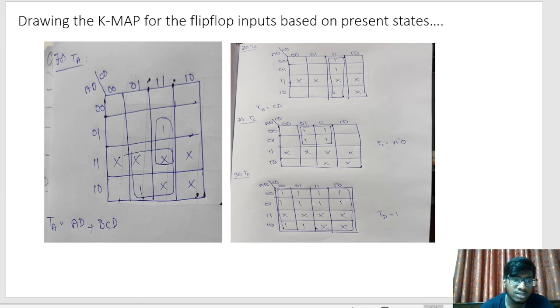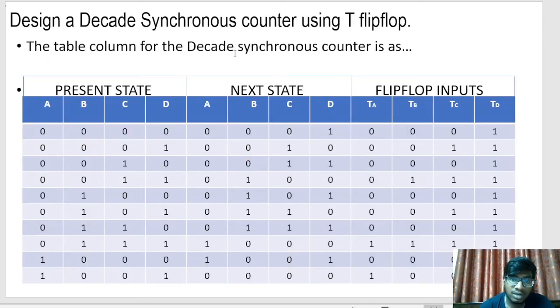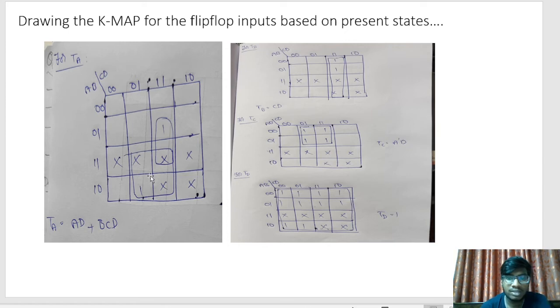The don't care condition we are considering because the decade synchronous counter counts only from 0 to 9. But the ninth value consists of 4 variables, that is 1, 0, 0, 1. For considering 9, 4 variables are very necessary, and 9 can be represented in 4 variables in binary form. So the remaining values 10, 11, 12, 13, 14, and 15 are not used here. So the unused combinations are taken as don't care in this K-map diagram. In the K-map you can see that 10, 11, 12, 13, 14, 15 are taken as don't cares.